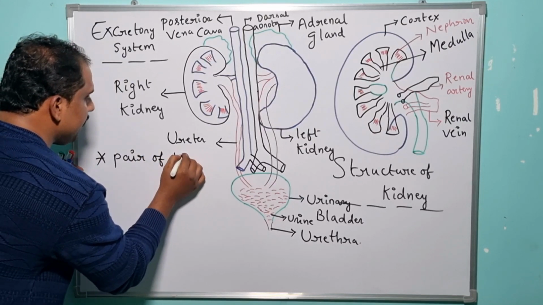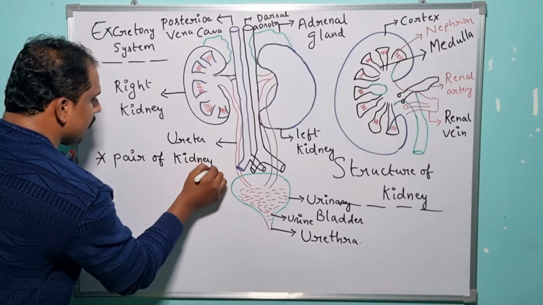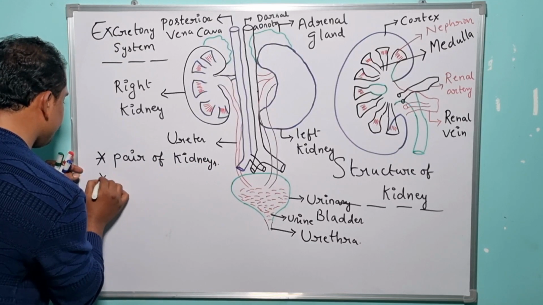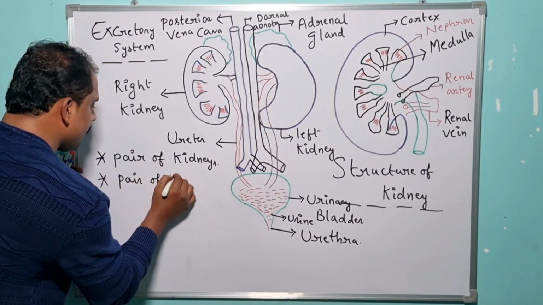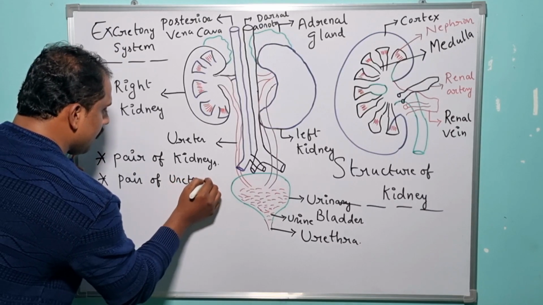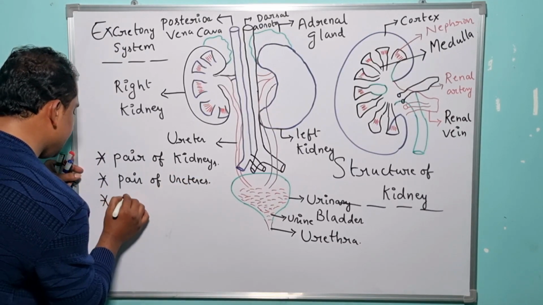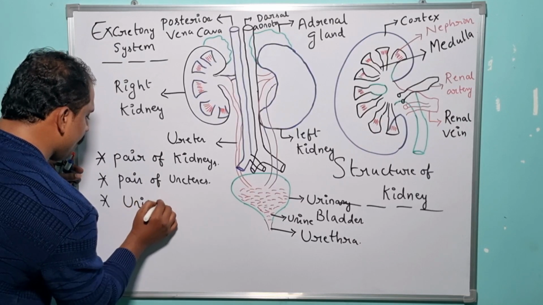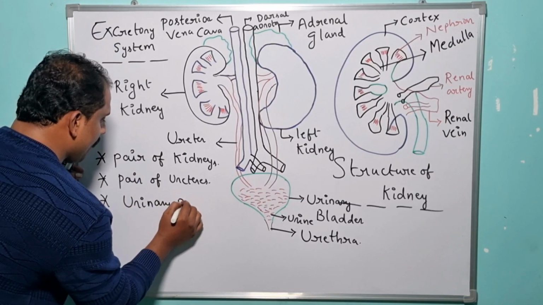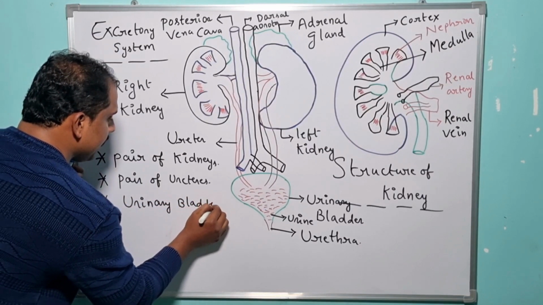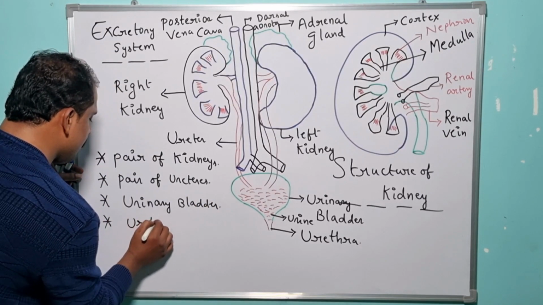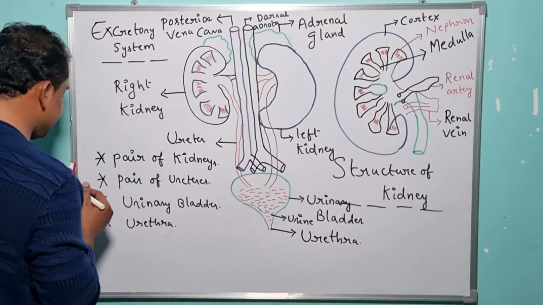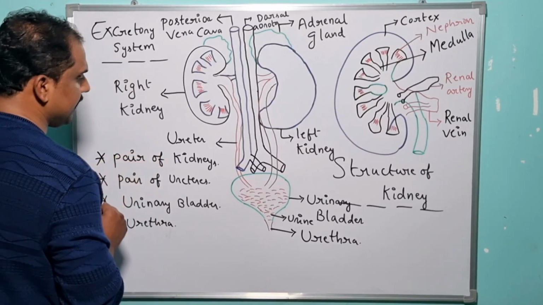a pair of ureters, and the other one is the urinary bladder, and the last component is nothing but the urethra. So all these are the various components of the excretory system, right?